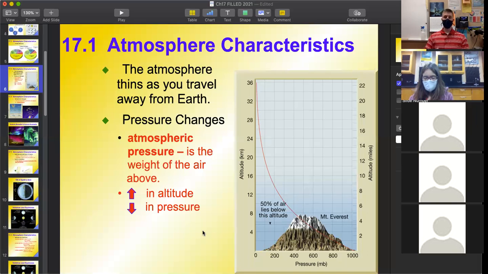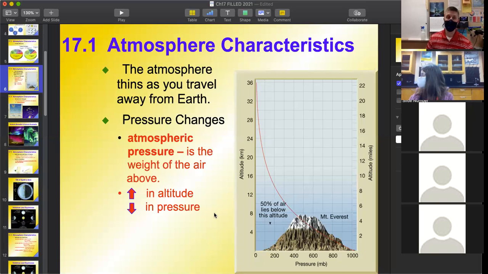So the higher you go up in altitude, the lower the pressure is. Because you can imagine if you're at sea level and the tube goes to space, you have this much, whereas if you're at the top of a mountain, you only have that much, so it's less. And like I said, there's less oxygen, there's less everything.